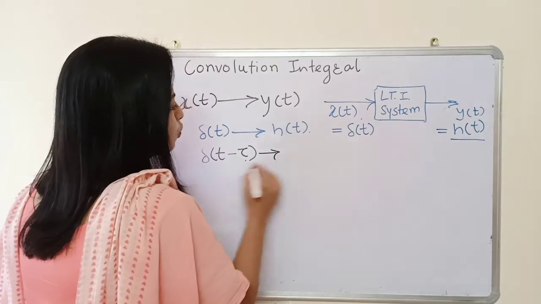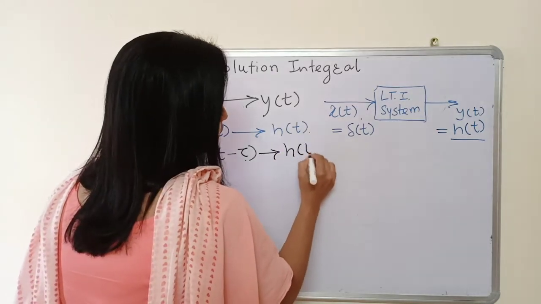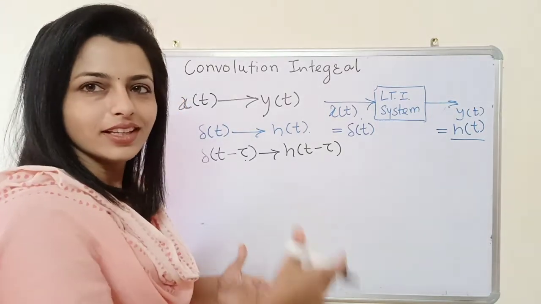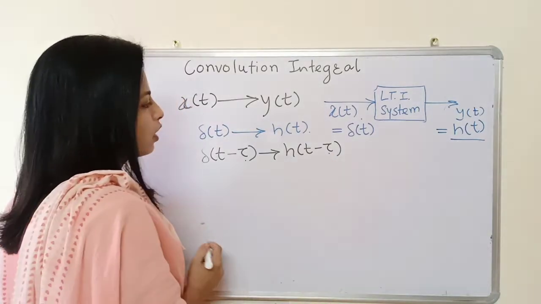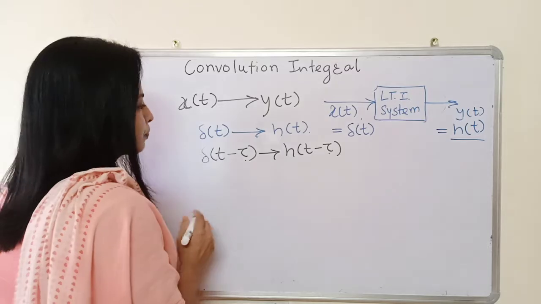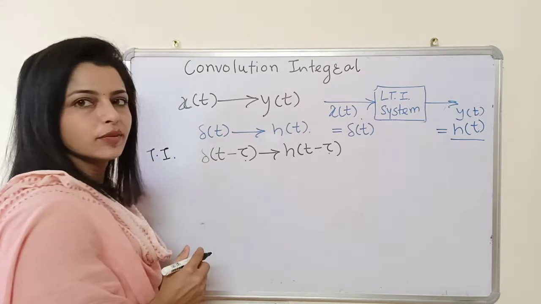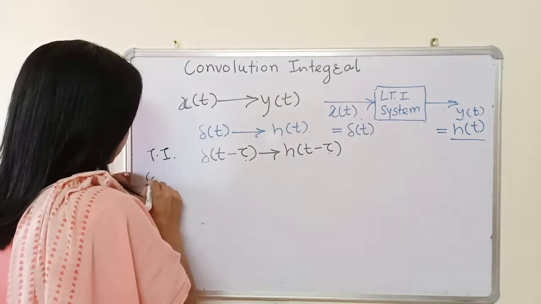So what happened at the output? h of t minus tau. This response is also getting delayed by constant tau. Okay, so now I'm using time invariance. Now I'll use the scaling property.